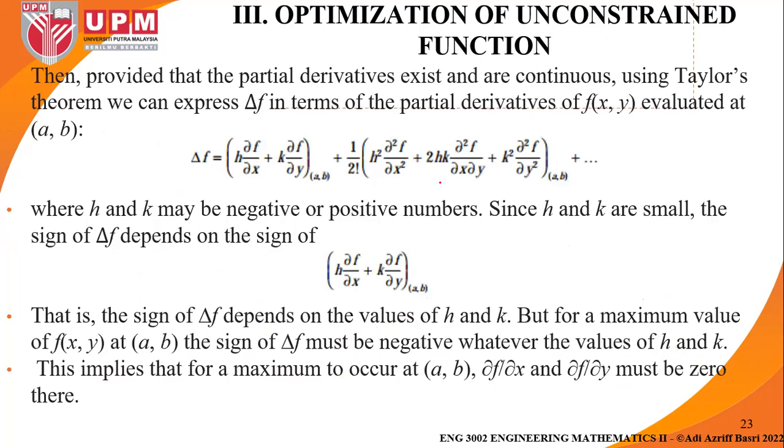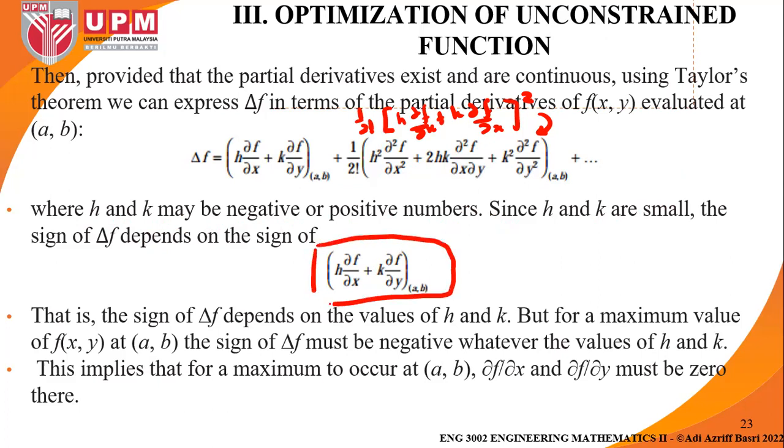Then, provided that the partial derivatives exist and are continuous, by using Taylor's theorem we can express delta f in terms of partial derivatives. So the equation of delta f is h delta f over delta x plus k delta f over delta y at (a, b) for the first factorial, and the second factorial is 1 over 2 factorial times the square. This is the expansion of 1 over 2 factorial times (h delta/delta x plus k delta/delta y) squared f. And the rest is the third degree, 1 over 3 factorial, and so on. Here h and k may be negative or positive numbers. Since h and k are small, the sign of delta f depends on the sign of this one. This is the main function.